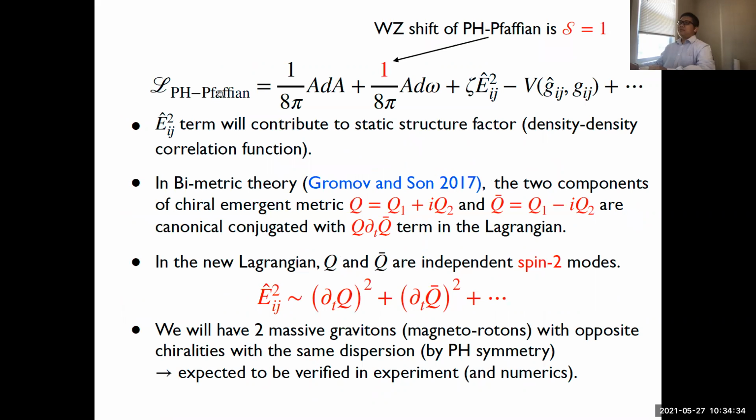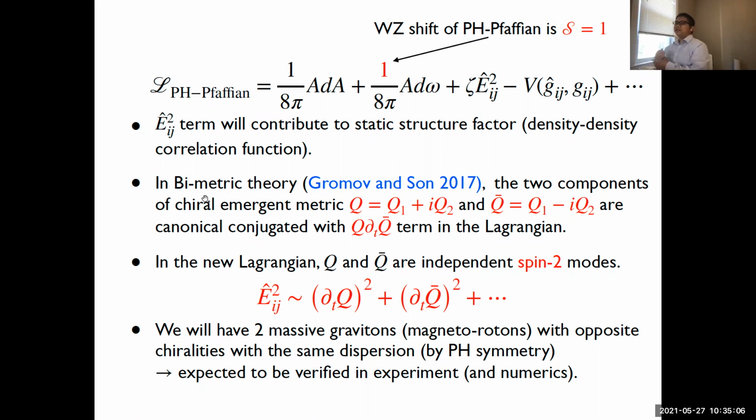And here is my proposal for the bimetric version of PH-Pfaffian. So the first two terms are well known, because of the shape of the PH-Pfaffian, when the shape of the PH-Pfaffian goes to 1. And now we concentrate on this term, the E-squared term. Because in the definition of E-hat you have the background A_0, this term will contribute to the density correlation.